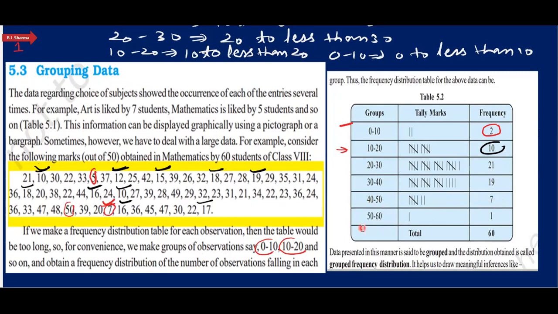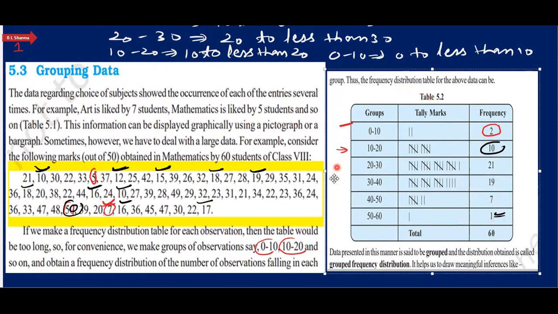And 50 to less than 60 marks, you will see here, there is only one student. This mark is 50, so ये केवल एक ही है, so that is why it is written here 1. Then we add all the numbers. Total here is 2 plus 10 plus 21 plus 19 plus 7 plus 1. The total is 60 here.